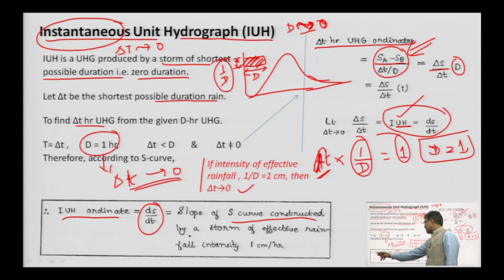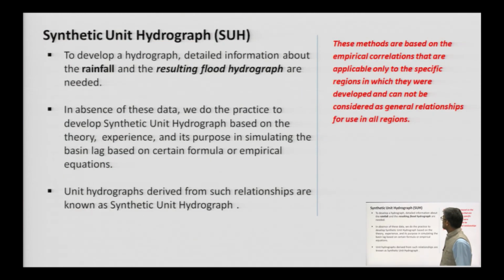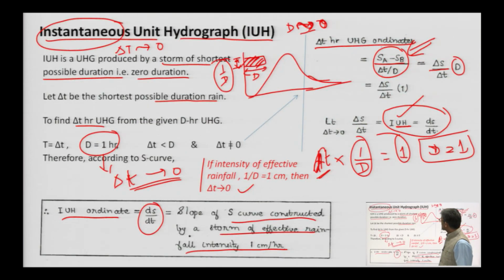So the IUH ordinate is the slope of the S curve constructed by a storm of effective rainfall intensity of 1 centimeter per hour, right, 1 centimeter per hour. Okay. So this is the instantaneous unit hydrograph.